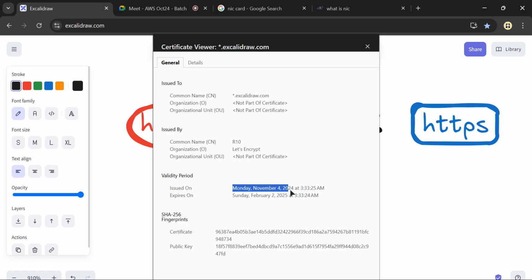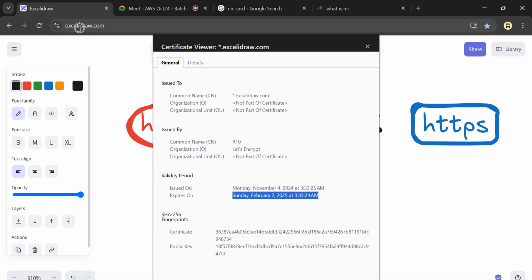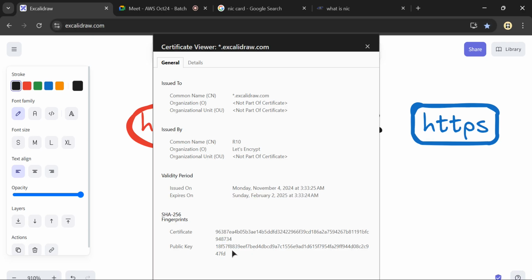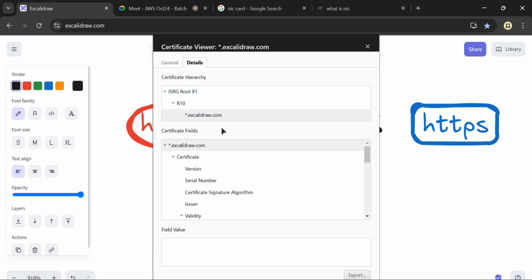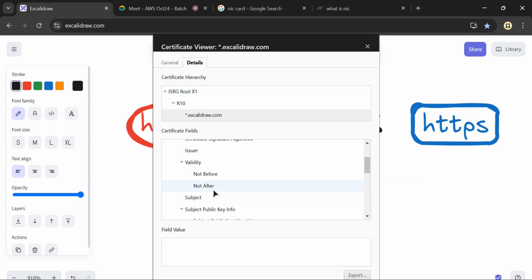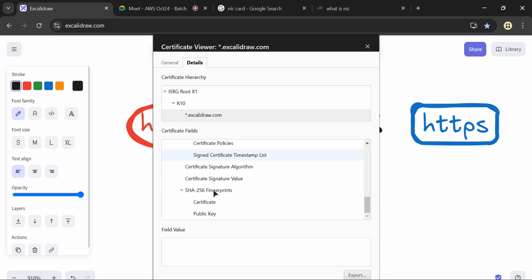The certificate was issued recently on 4th of November, and it is valid till February 25, 2025. So 3-4 months, that is the validity of the certificate. After 4 months, this particular website needs to renew its certificate. This is the certificate, this is the key, and all this information is available here, right? So this is how you can view the details of the certificate. Who is the issuer and everything will be available over here.